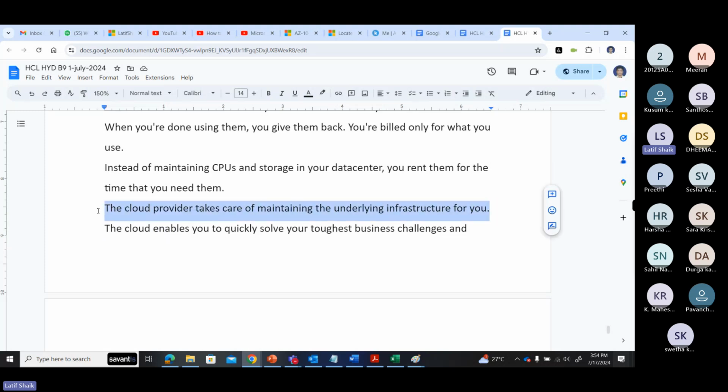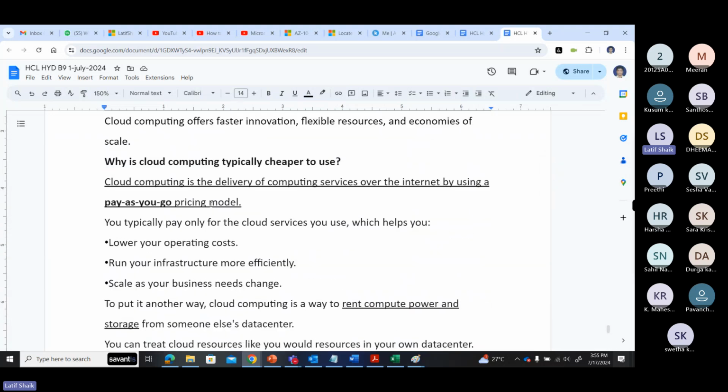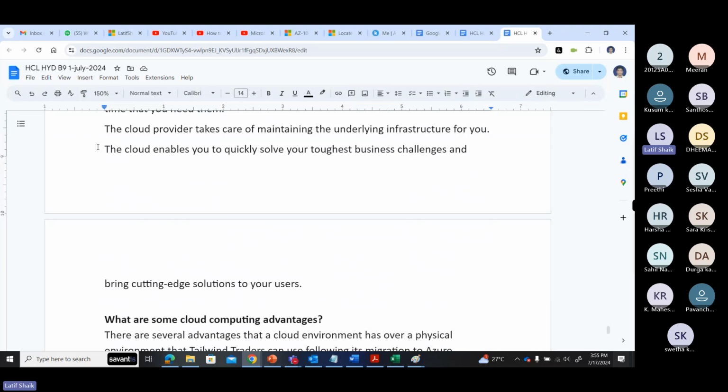So the cloud provider maintains the main data centers: the servers, virtualization, network, and storage, everything is maintained by your service provider. Both capital expenditure and operational expenditure are handled by them. You need not pay anything, only pay for usage. The cloud enables you to quickly solve your toughest business challenges and bring cutting-edge solutions to users.